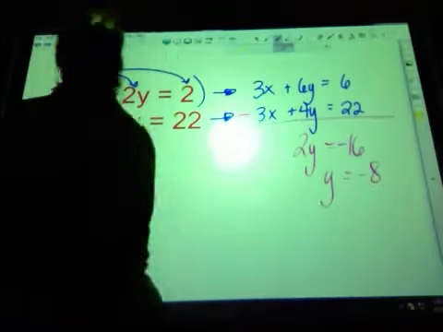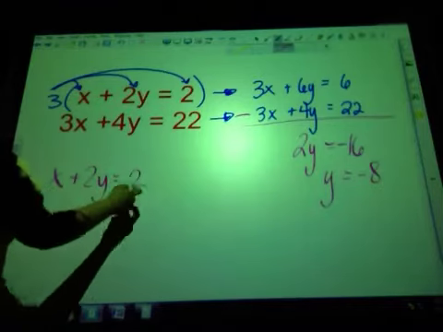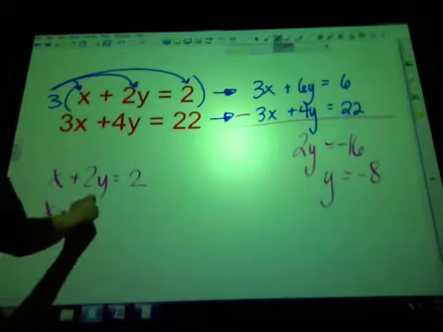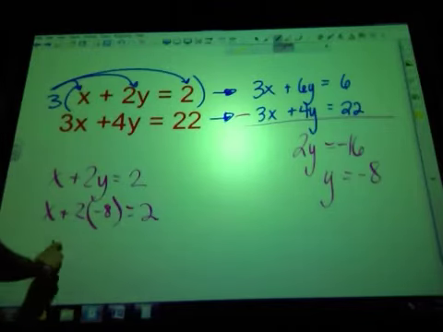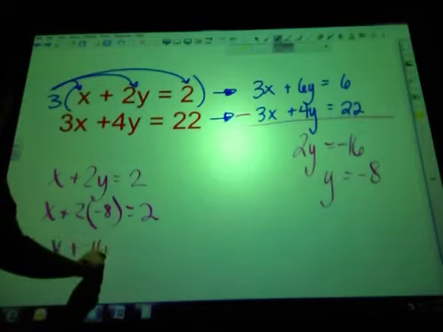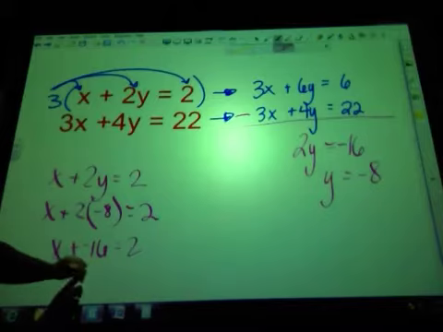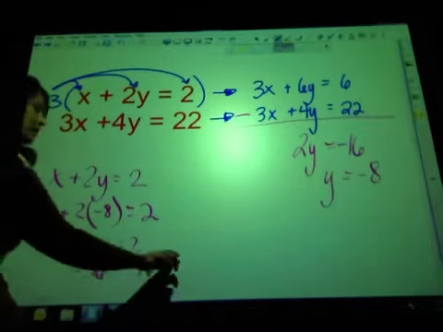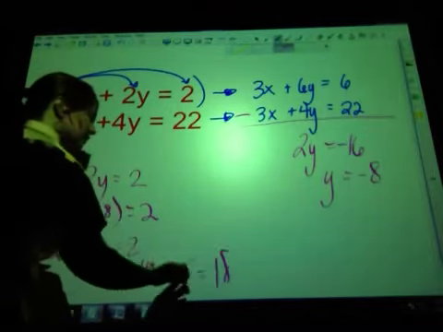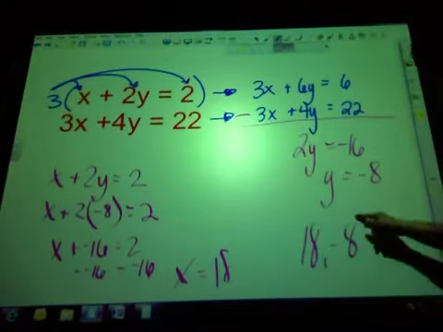I would put this back into the top original equation. So instead of x plus 2y equals 2, I'm going to do x plus 2 times negative 8 equals 2. 2 times negative 8 is negative 16. So to get rid of this negative 16, I'm going to add 16, or subtract negative 16, to both sides. So I get x equals 18. So my coordinate where these two lines cross each other will be 18 and negative 8.